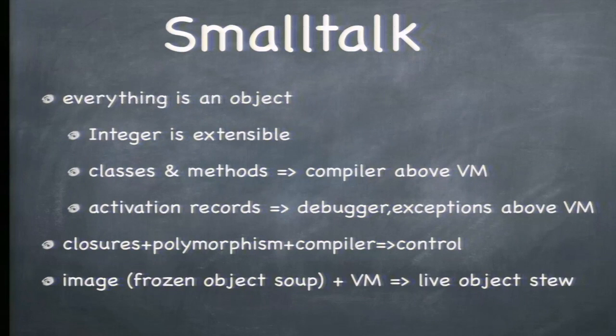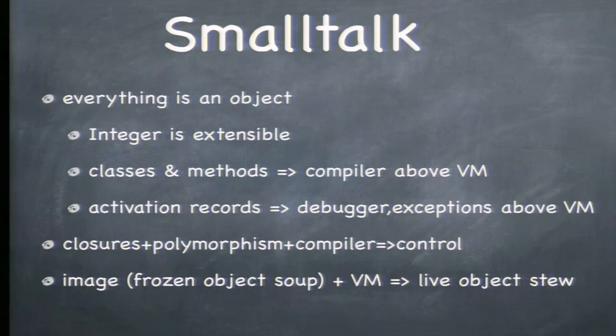And why is it that Smalltalk does so well? So yeah, everything's an object, so you can extend integer. There are no built-in machine types in the system. There's no idea of a final class, although there are some classes that the virtual machine depends on that have to remain the same, that you can't change.